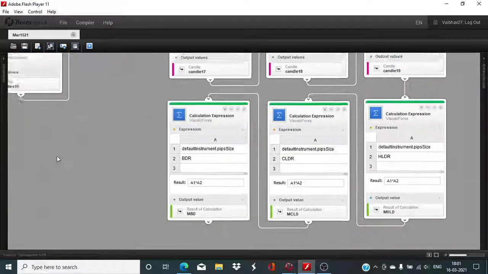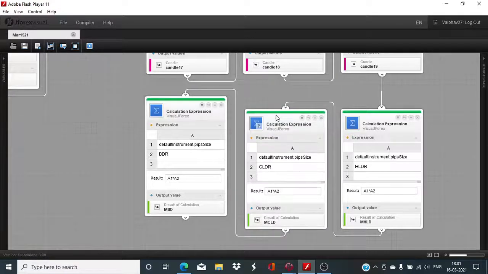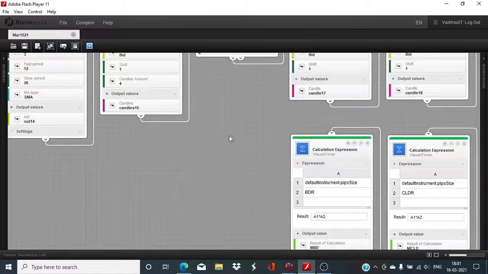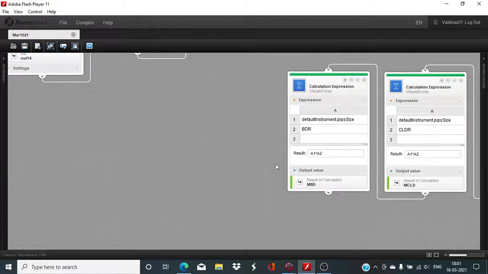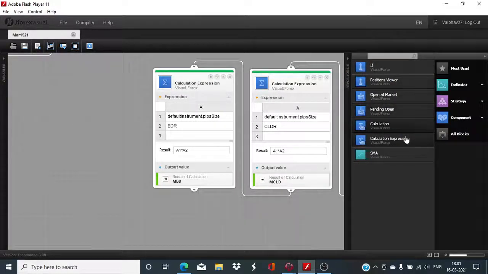Now we will have to look at the actual price difference, and for that we have to carry out further calculations. So for that I will take two more calculation blocks.